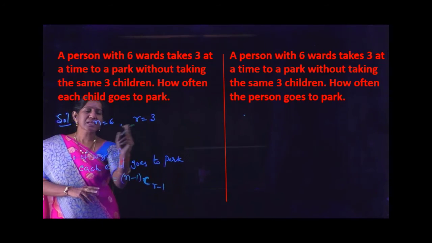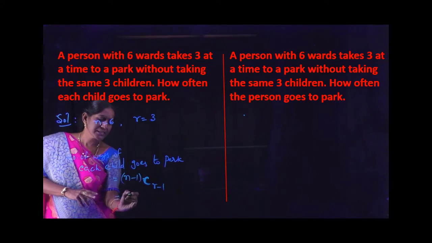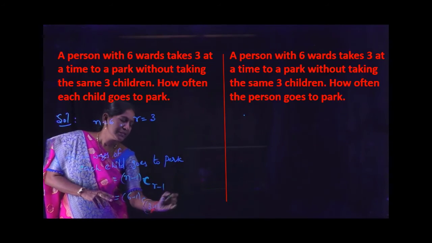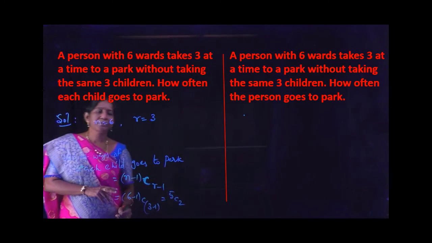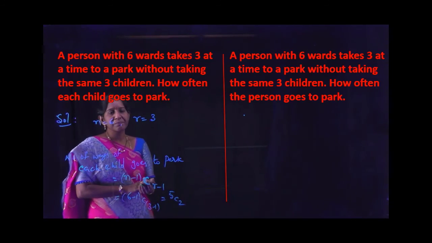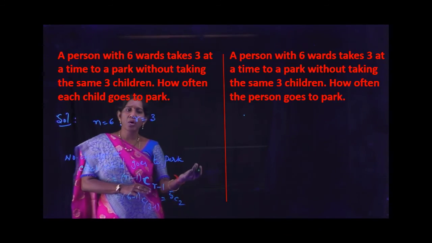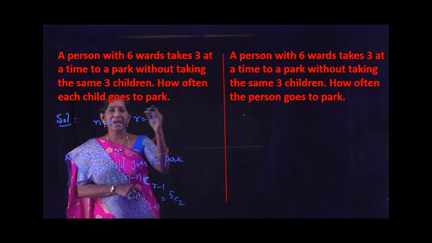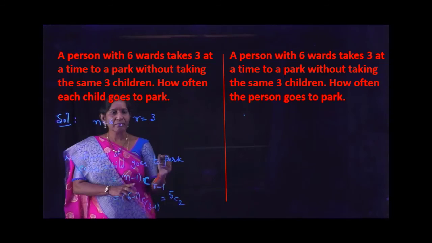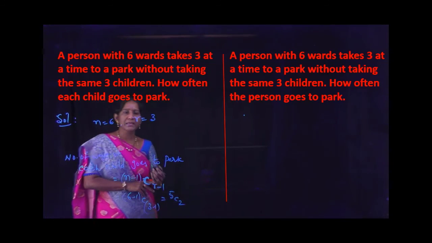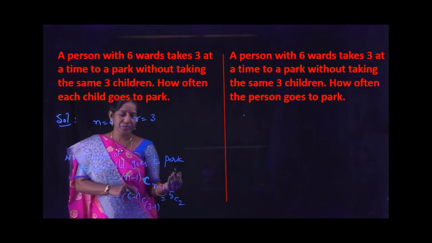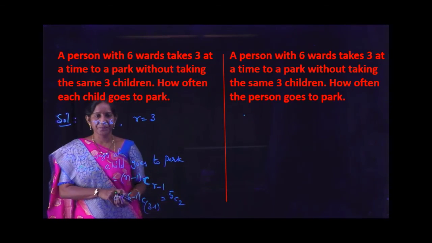n is 6, r is 3. So that is 6 minus 1 C 3 minus 1. This value is 5C2. Or we can say, each child goes to the park means select 2 more children out of the remaining 5 persons, which can be done in 5C2 ways. Otherwise, by the formula n minus 1 C r minus 1, we get 5C2.